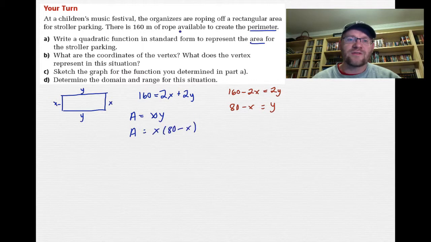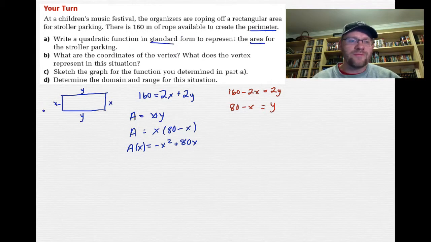Now, it says that I need to write this in standard form. So that means I need to multiply this x in. I can write this as a function A of x, because the only variable I have in here is the variable x. So I get negative x squared plus 80x. So there's my quadratic function in standard form.